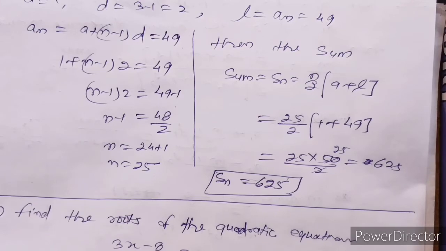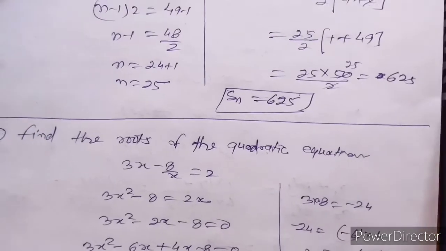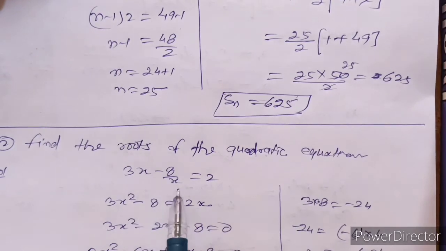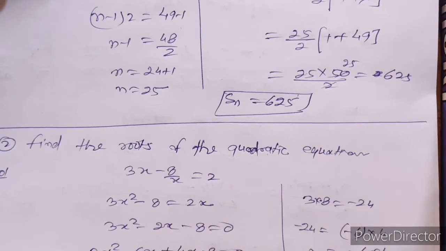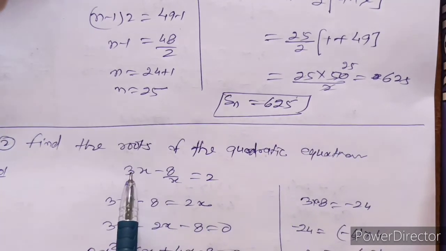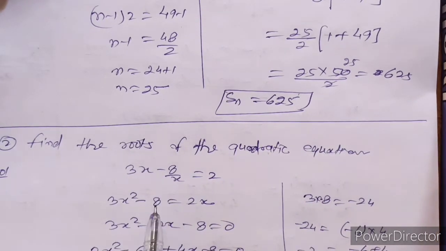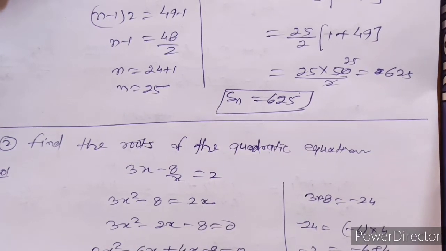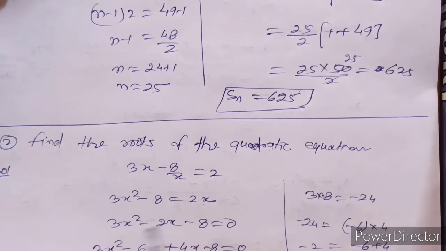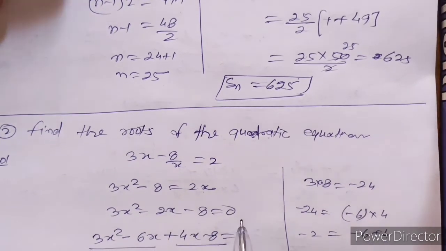Now we can start the question number 2. In question number 2, find the roots of the quadratic equation 3x minus 8 upon x equals to 2. After then we multiply by x and get the new equation. Thus multiplying x, 3x square minus 8 equals to 2x, and transfer all values to one side and equals to 0. So 3x square minus 2x minus 8 equals to 0.